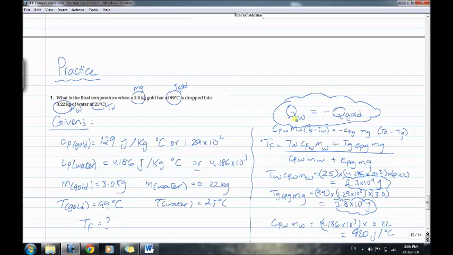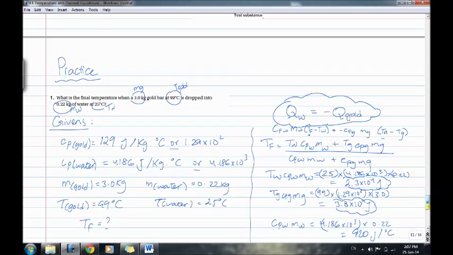So we will just move around the formula, because we need to find TF. TF equals the temperature of the water times the specific heat of the water times the mass of the water, plus the temperature of the gold times the specific heat of the gold times the mass of the gold. No negative here. Then down below we put the same thing, but without the temperatures: the specific heat of the water times the mass of the water plus the specific heat of the gold times the mass of the gold.